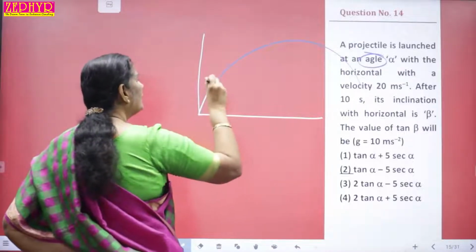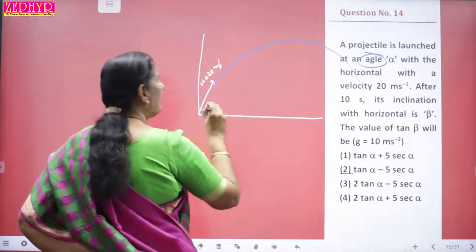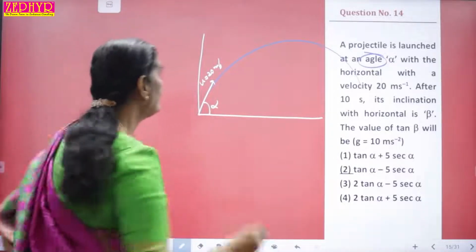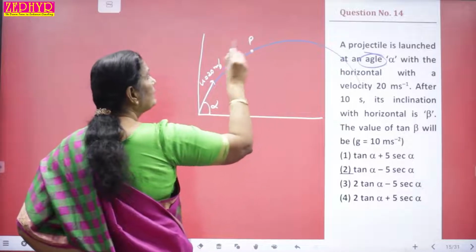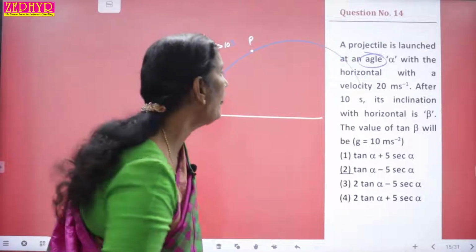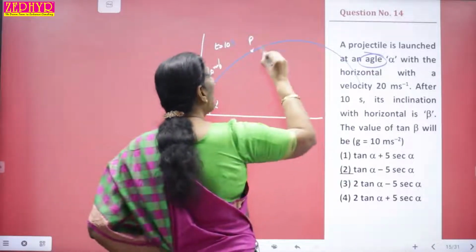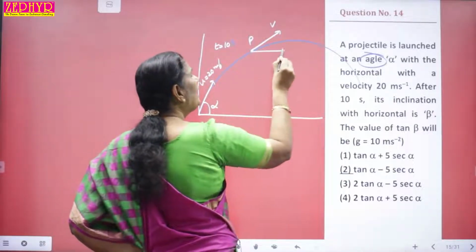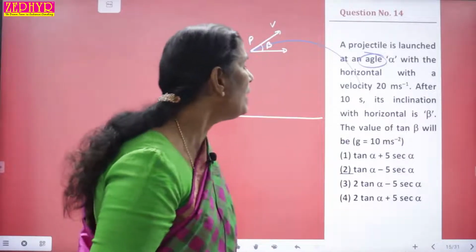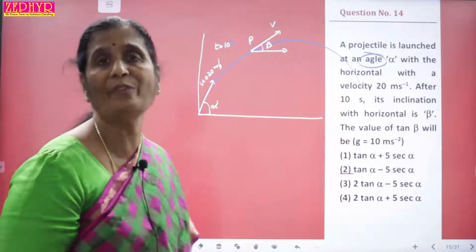Projected with the velocity U is equal to 20 meter per second, and that angle is alpha. After 10 seconds it will reach the point P. So the time will be 10 seconds. After some other point, its inclination angle gradually decreases, that we know. So here we'll have another velocity. That velocity is making an angle beta with the horizontal. Okay, yes. Then what is the relation between tan alpha and tan beta? That's all. We have to form the relation between tan alpha and tan beta.